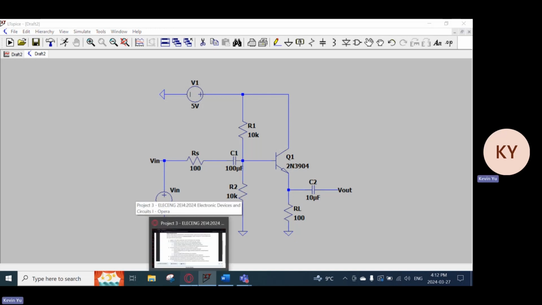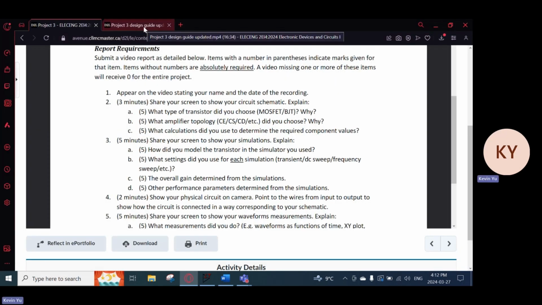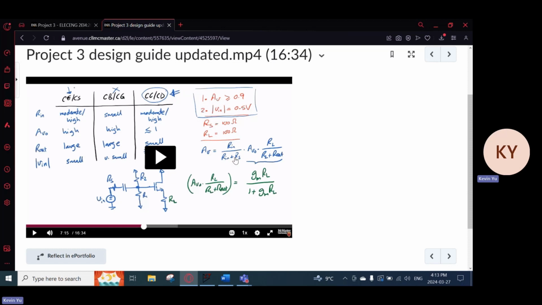And then for the amplifier topology, I used the common collector topology. This is because it cannot be a common base since Rn cannot be small, and common collector gain is close to 1, which is exactly the description of this project, where gain should be bigger than or equal to 0.9. Also, having a smaller Rout is an important factor because the gain should be close to 1 as well, as shown in this formula for gain.